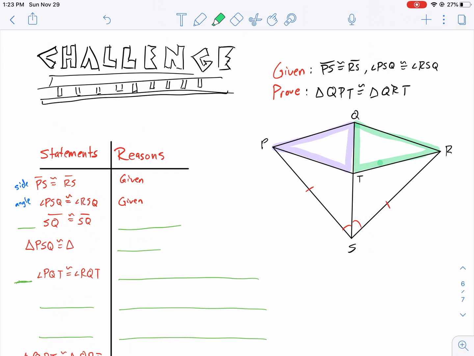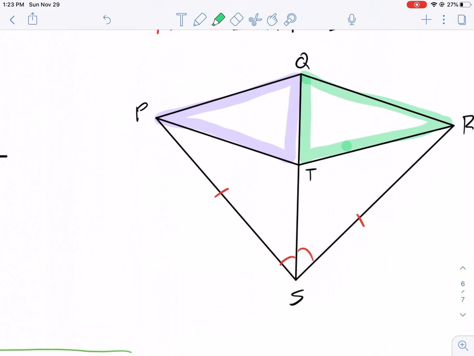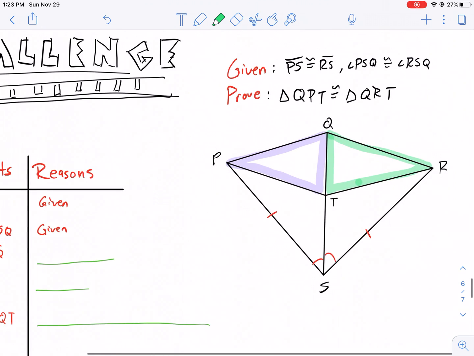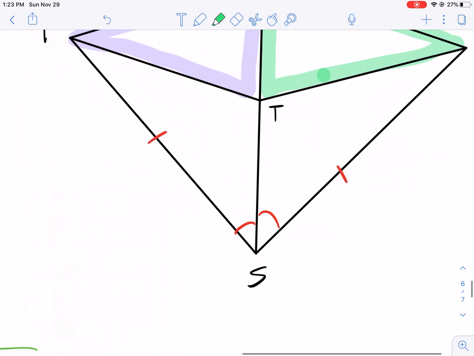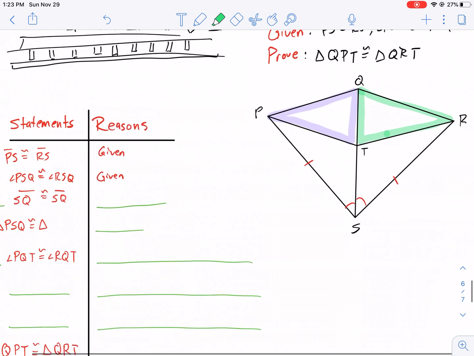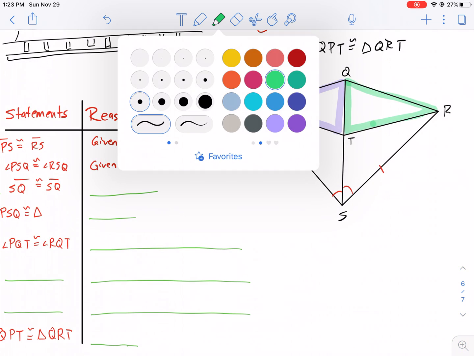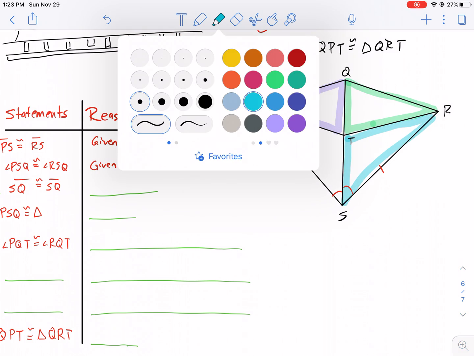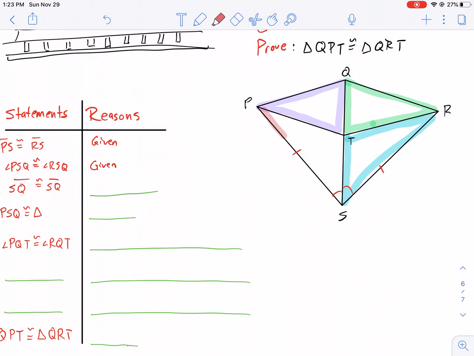So we are given that PS is congruent to RS. Okay, that's given here. PS is congruent to RS. And angle PSQ is congruent to RSQ. And that's also given there. Okay. So we know a lot about these two triangles here. Let me highlight them in blue and pink. We know a lot about these two triangles. So what we're going to do is start with what we know. We're going to work with the pink and the blue triangle first, and then see if it leads us to anything with the purple and the green.